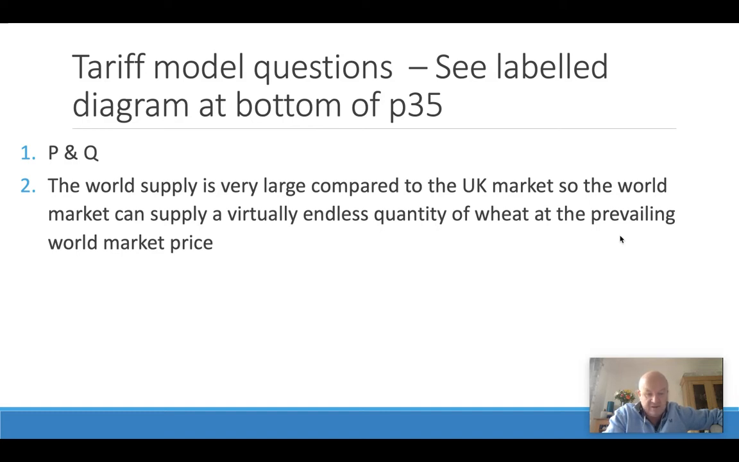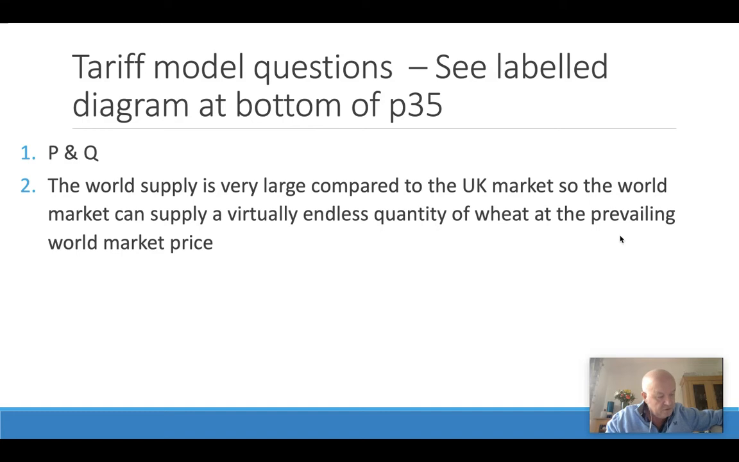As a result of that, that's why in this instance we would have a horizontal or perfectly elastic market for wheat in terms of the world market. Let's take a look at the third question then: what is the domestic quantity supplied and quantity demanded if the UK imports wheat at the world price of PW?